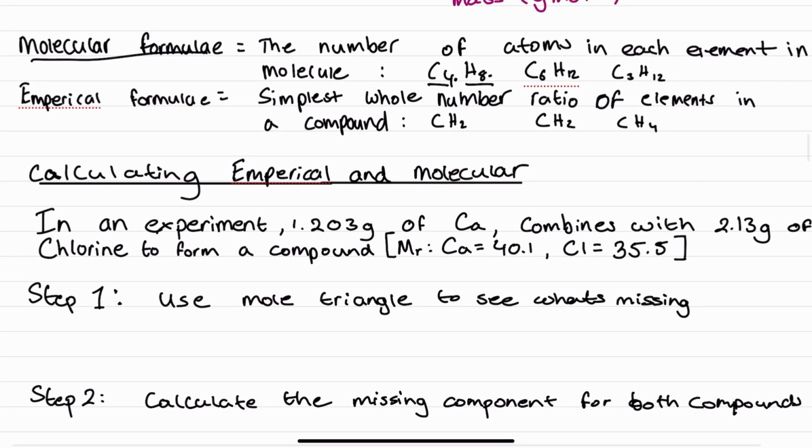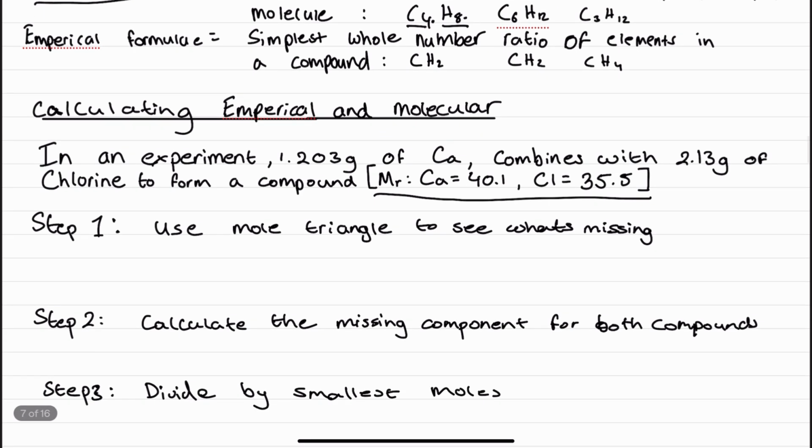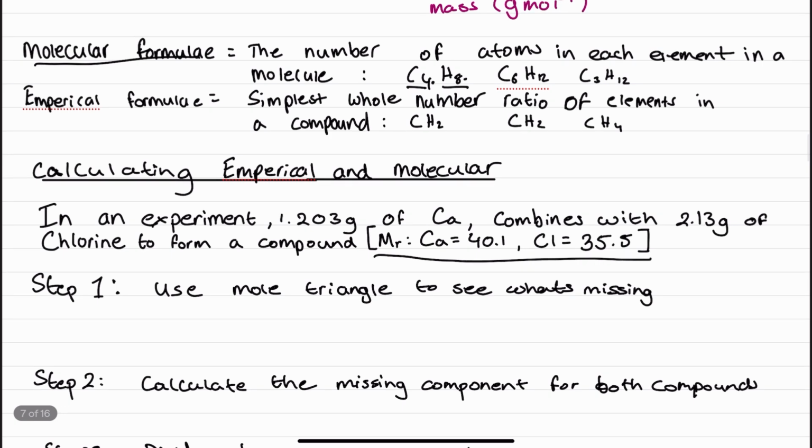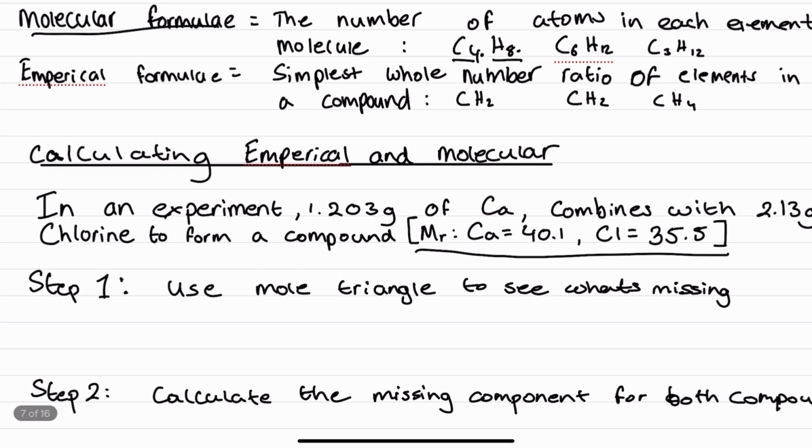An example is shown here. In an experiment, 1.203 grams of calcium combines with 2.13 grams of chlorine to form a compound. We're given the molar masses, and we're told to calculate the empirical formula. Now, this is a very, very common question that you'll see in an exam, and we'll run through how to answer it here in steps.